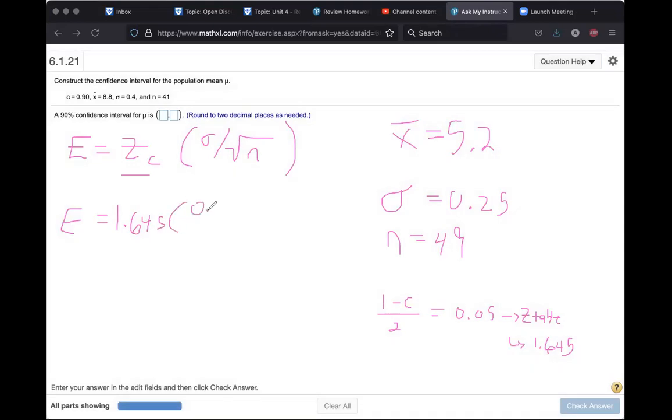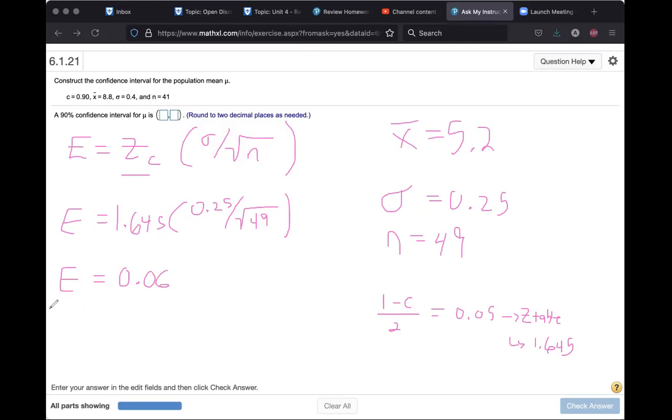Plug in your standard deviation, plug in this, and simplify. This is where you have to break out your calculator now. We could do some simplification, but let's break out our calculator. I do 1.645 times 0.25, and then divided by the square root of 49. And so I get a margin of error value of E equals 0.0. Now I'm going to round it to 2 decimal places like the problem asks, 0.06.